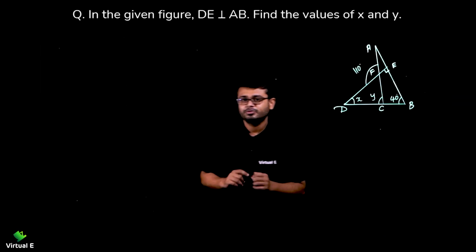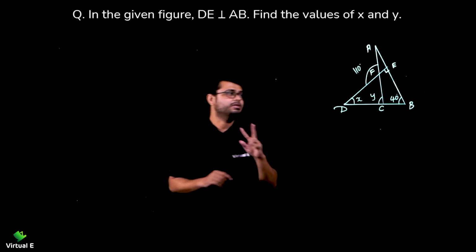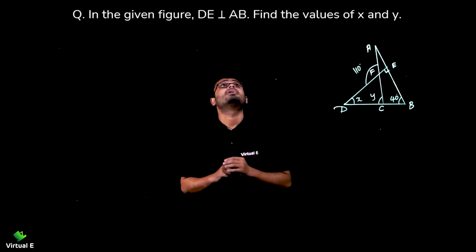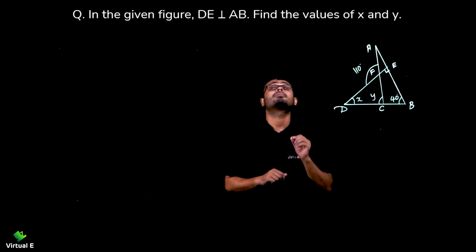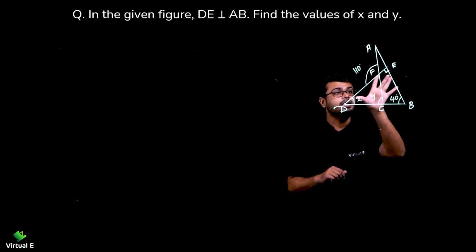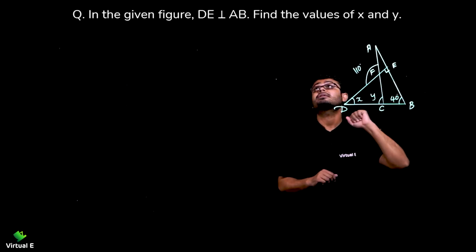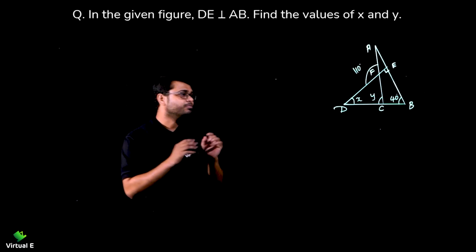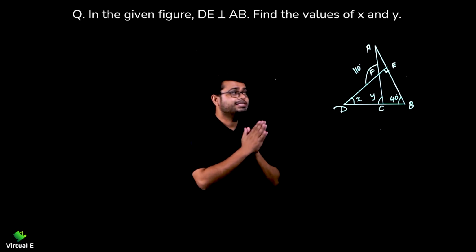So let's do one interesting question. Here we have two triangles with us, right? We can see. Let's start with the question. In the given figure, DE perpendicular AB. So DE perpendicular AB, 90 degrees given. Find the values of X and Y. We are supposed to find the values of X and Y.